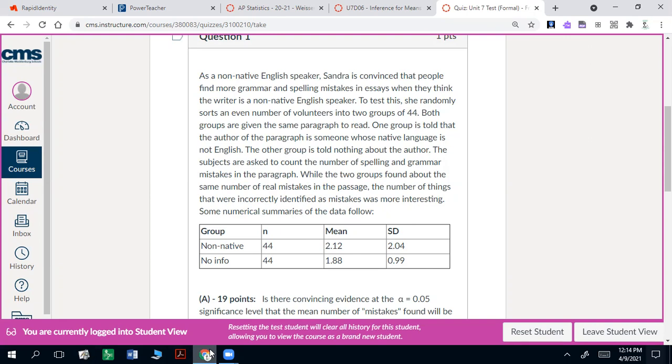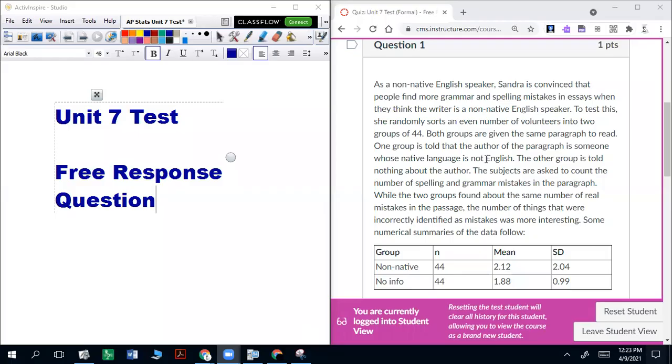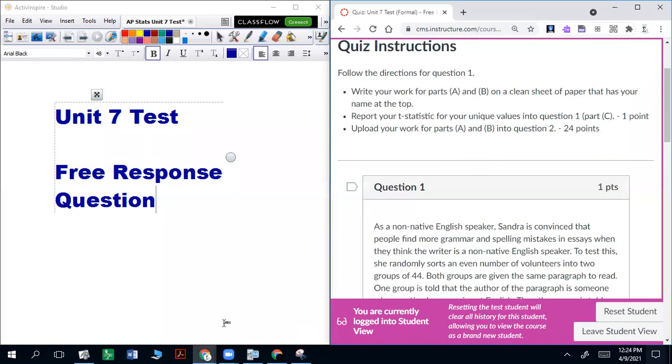Give me a second to get this set up, and I'll get my calculator set up, and we'll get started. All right, I got this set up now.